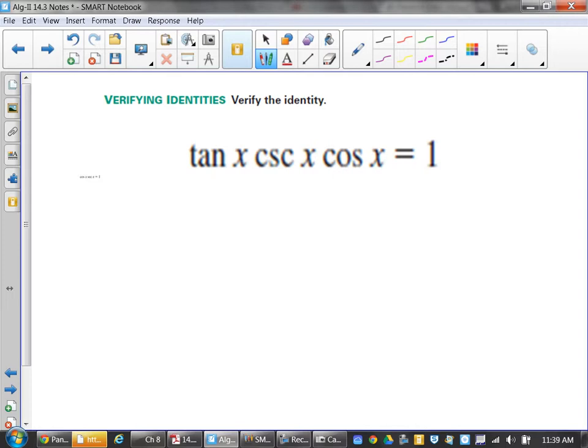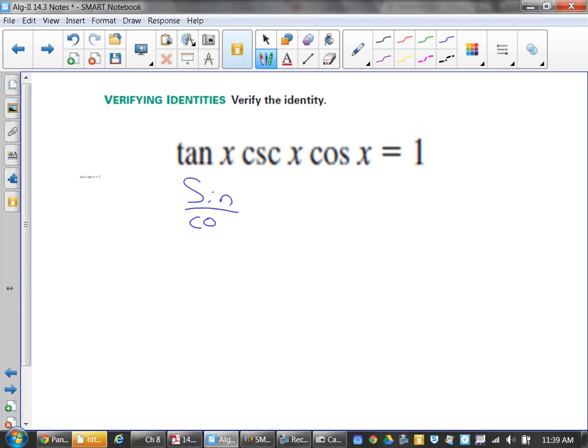So I'm going to rewrite everything in terms of sines and cosines. Sine over cosine, 1 over sine, times cosine over 1.